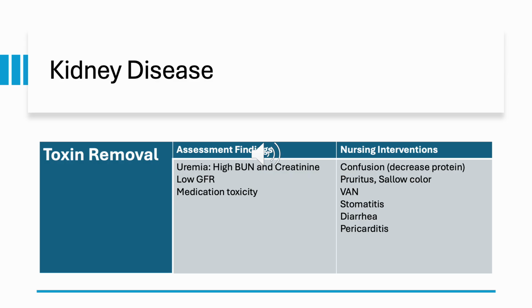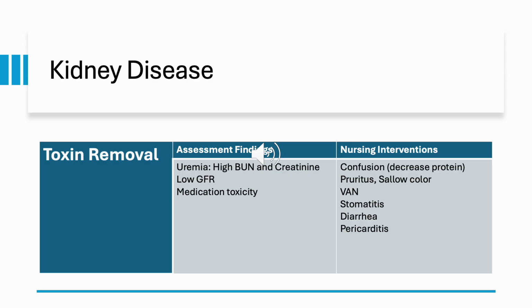Okay. VAN, that's one of the earliest signs of uremia. It stands for vomiting, anorexia, and nausea. Uremia is toxic to our mucous membranes and also our serous membranes. So the patient could have stomatitis, which is irritation inside the mouth and the mucous membranes. They can also develop ulcers, gastric ulcers, sorry, I should have said that. They could develop diarrhea due to irritation of the bowel, and pericarditis due to the irritation of the pericardium.